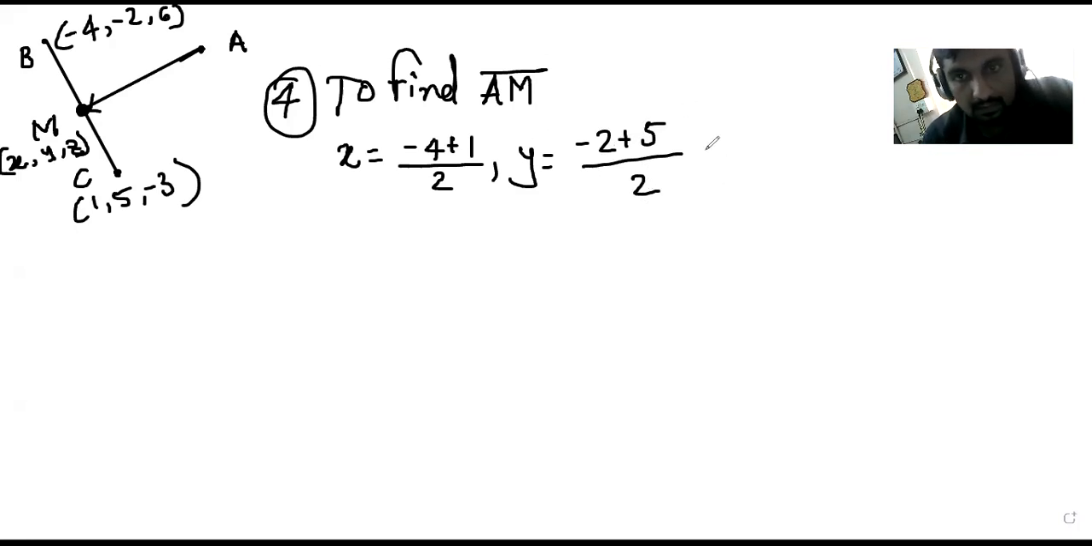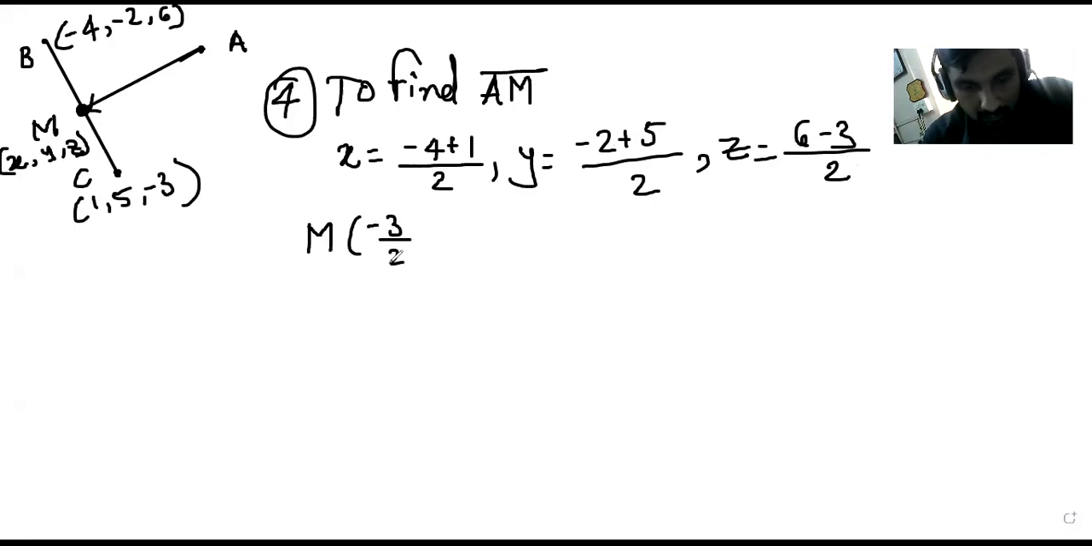And here for z, z is equal to (6 - 3) divided by 2. So you got the x, y, z components of M. The x, y, z coordinates of M would be -3/2, comma, 3/2, comma, 3/2. Check, all of you are getting this coordinate? Yes, sir. These are the coordinates of point M.